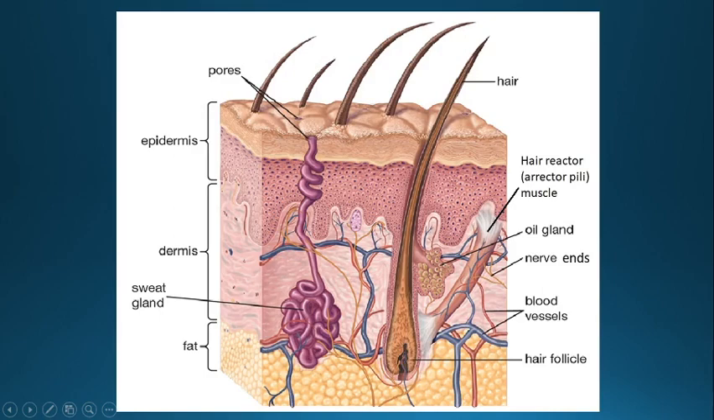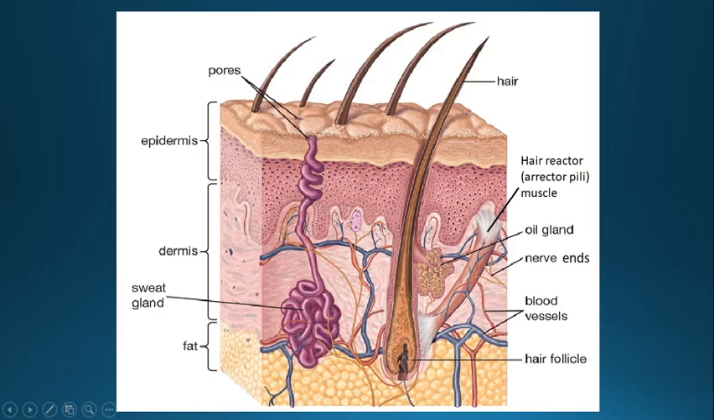Under the dermis, there is another layer. It is a fat layer. However, almost all the parts of the skin are inside the dermis. Let's see what these parts are. There are hair erector muscles, which we also call arrector pili muscles. And also there are sebaceous glands, or we call them oil glands. These oil glands are situated around the hair follicles.